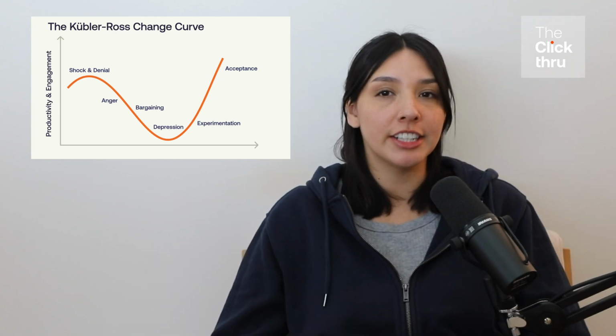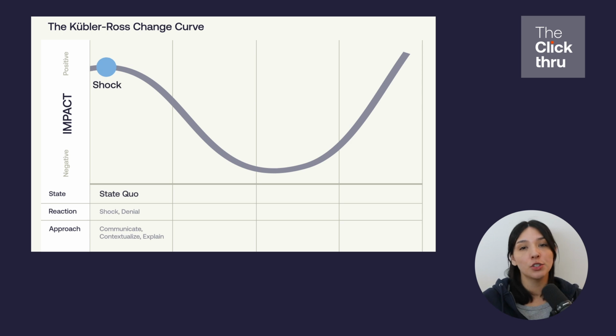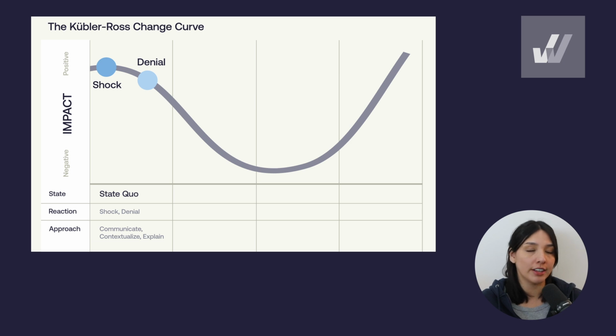To better understand the change curve, let's break down its 7 stages, starting with shock. The initial reaction to change is often shock or surprise. Employees may feel blindsided, especially if the change wasn't communicated effectively. Denial. In the denial phase, employees may downplay the change or believe it won't affect them. This resistance can slow initial progress.